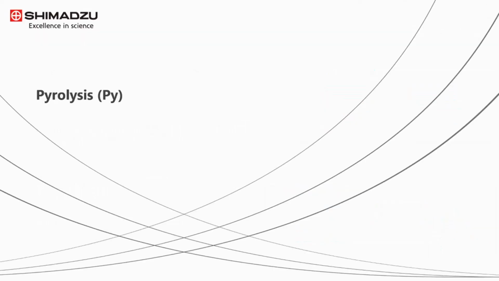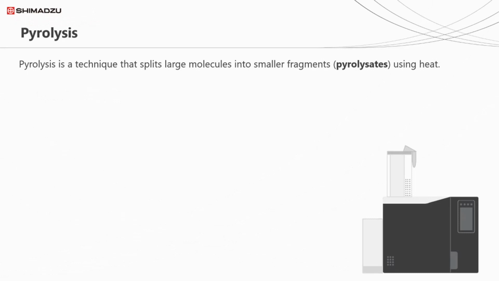The next technique is pyrolysis, a technique which, whilst still quite niche, is growing rapidly in popularity, as more and more companies and research institutes look to novel ways of recycling plastics. Pyrolysis is literally the splitting of things by heat. In analytical chemistry, it's the splitting of large molecules like polymers using heat.